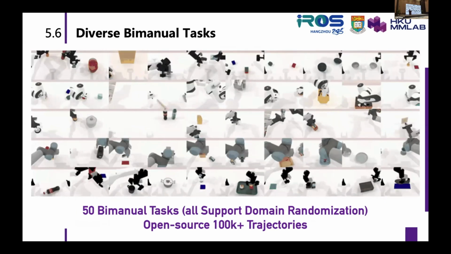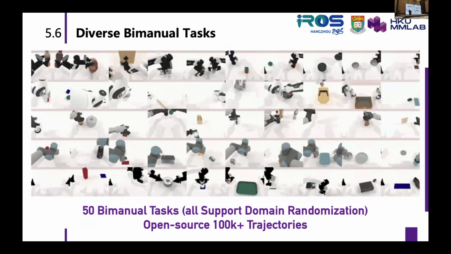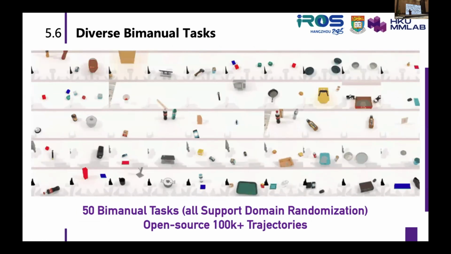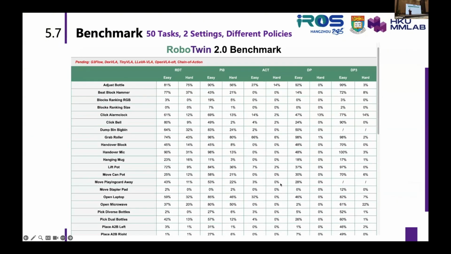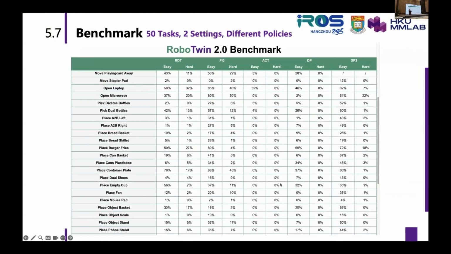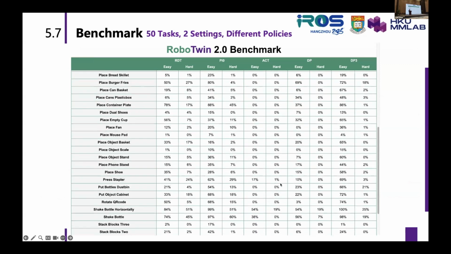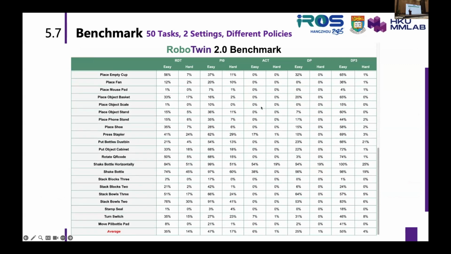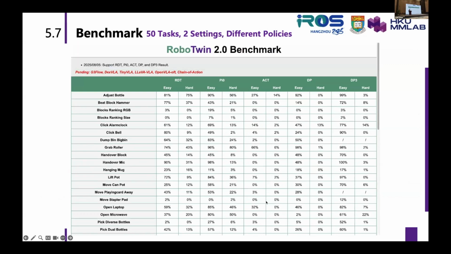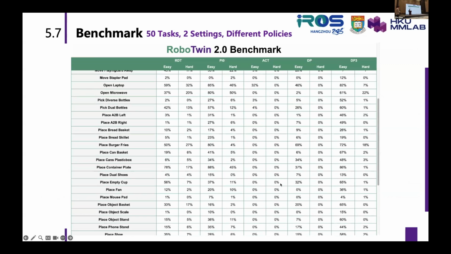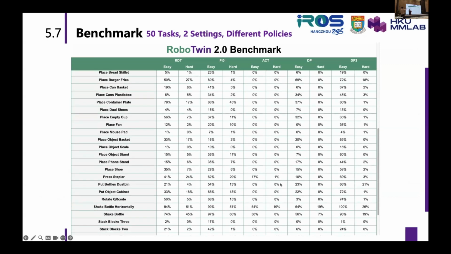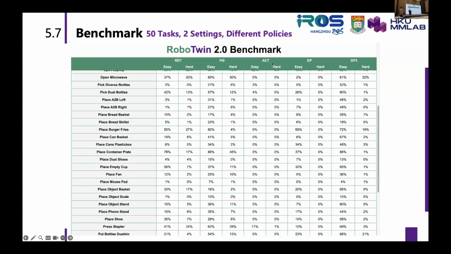And we also open source over 100,000 manipulation trajectories across 5 different embodiments. Then we also build a RoboTwin benchmark across the 50 tasks under easy and hard settings, and evaluate different policy performance on the RoboTwin benchmark, especially like RDT and pi0, and some imitation learning policies.